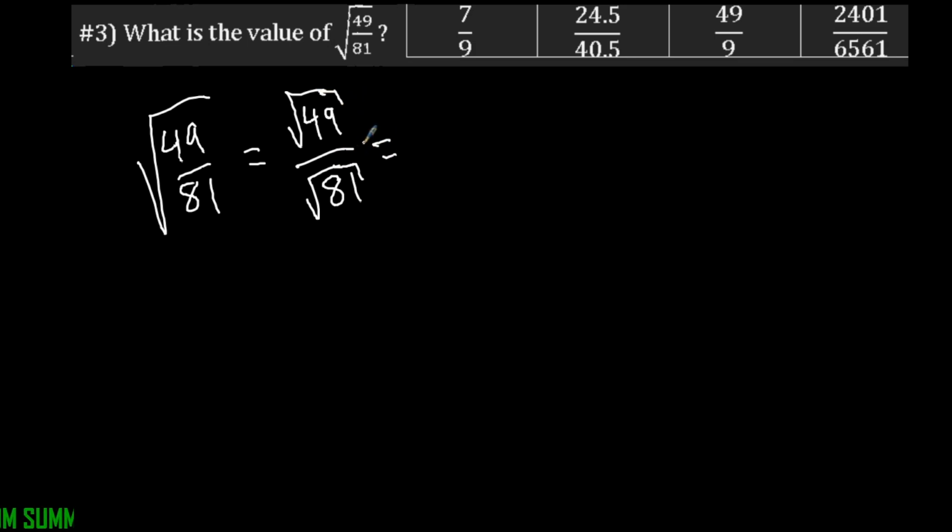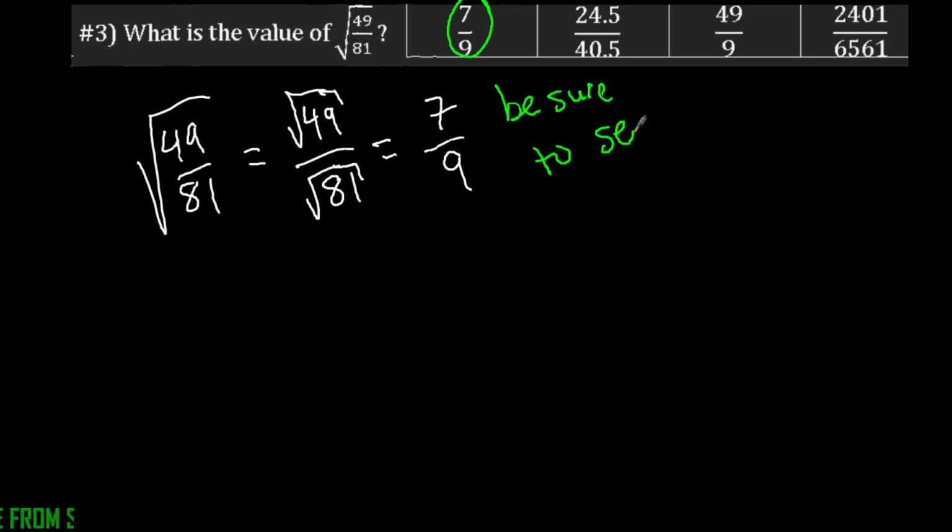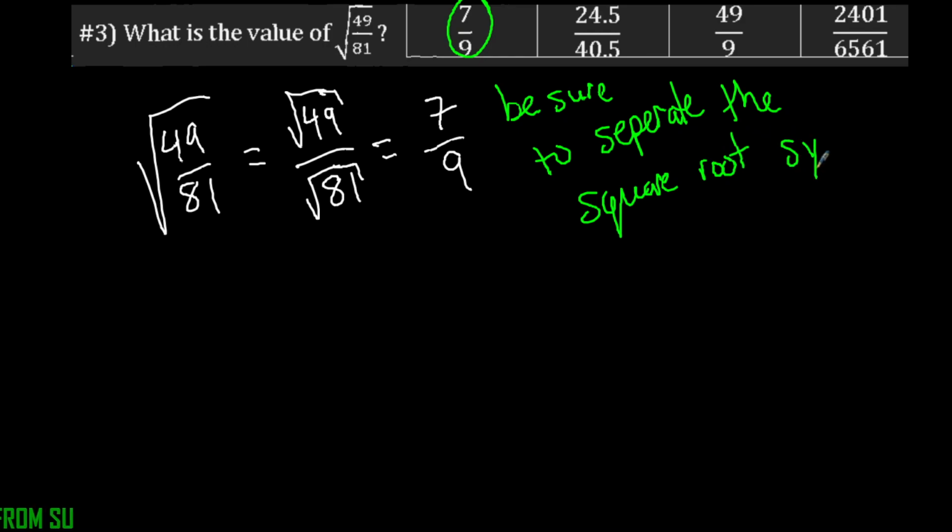Each of these are going to be perfect squares, so the square root of 49 is going to be equal to 7, and the square root of 81 is going to be equal to 9. So our choice out of here is going to be 7 over 9. So be sure to separate the square root symbol, meaning I'm talking about this step right here. So make sure that you're separating like that, so that way it's in the numerator and denominator.